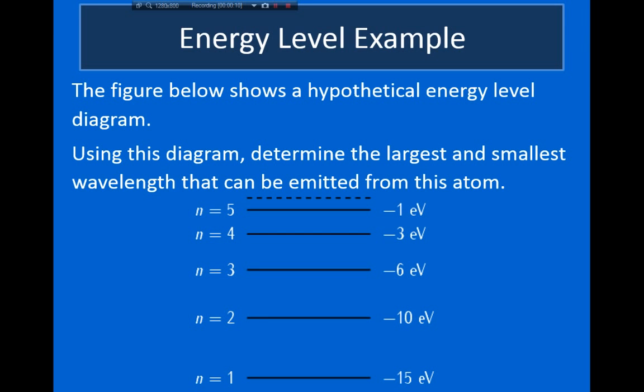So let's take a look at one more example. In this example, we're once again given an energy level diagram for a hypothetical atom. And this time we're only asked to calculate the wavelengths for the largest and smallest wavelength that the atom can absorb or emit.